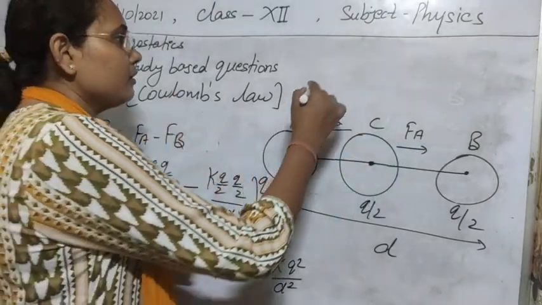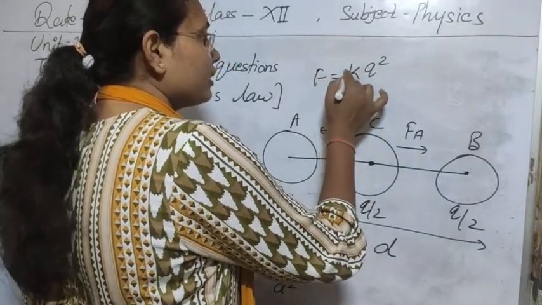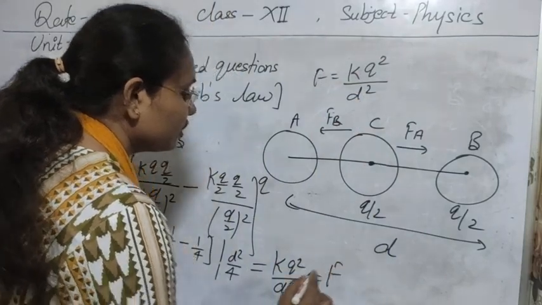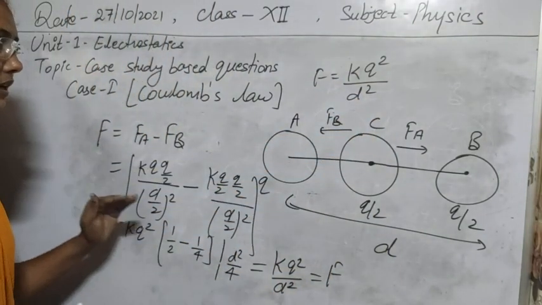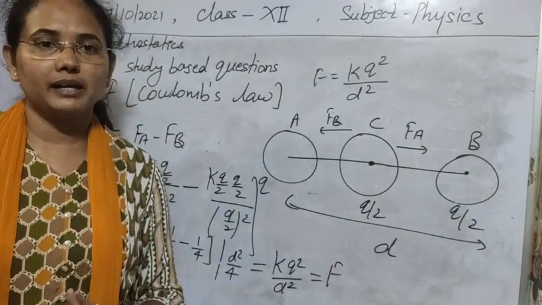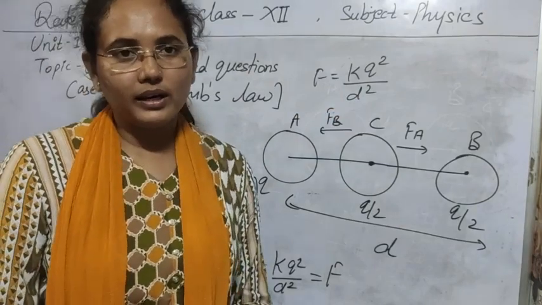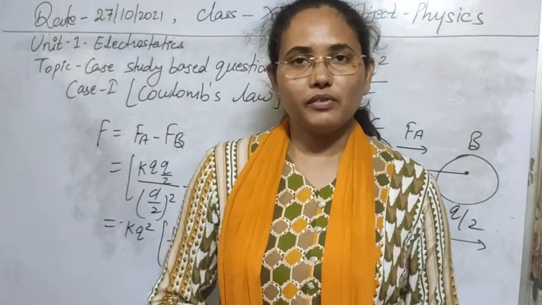A and B were identical, with charge Q, and obviously F is equal to KQ square upon D square. So this is equal to F. It means sphere C will experience a net force F whenever this whole procedure is carried out. So students, I think this case study is now clear. We have now discussed one case study on electrostatics, that is Coulomb's law.